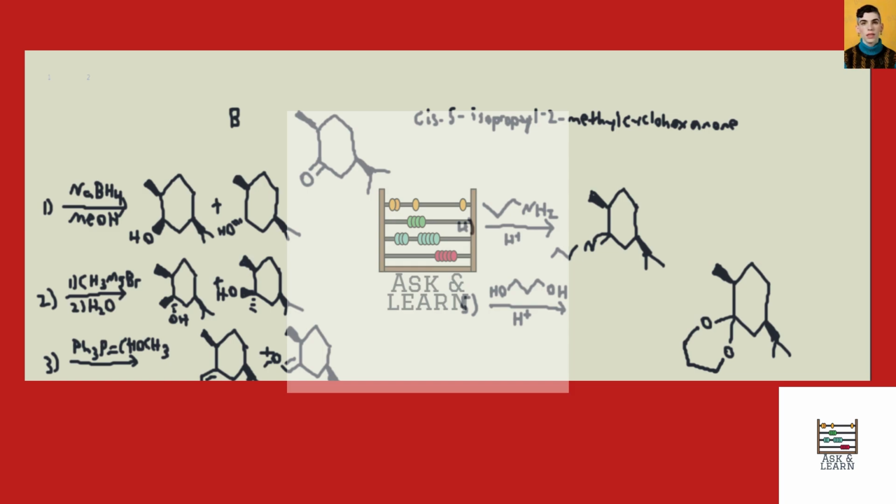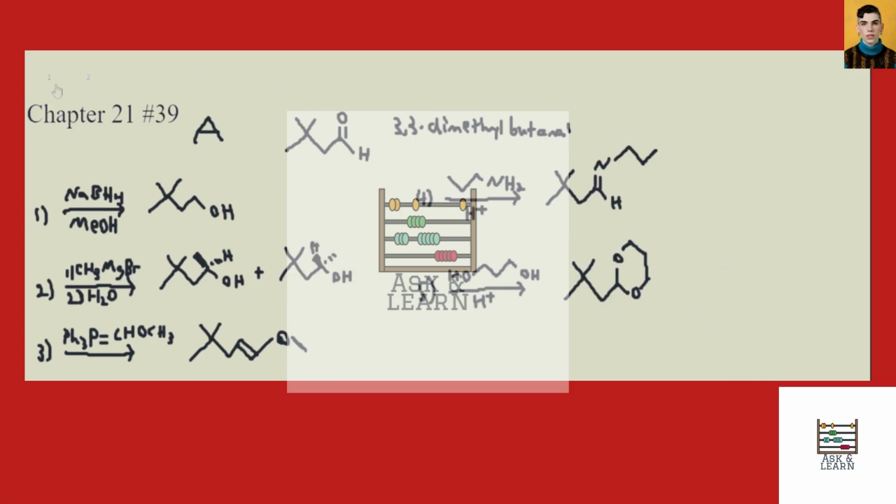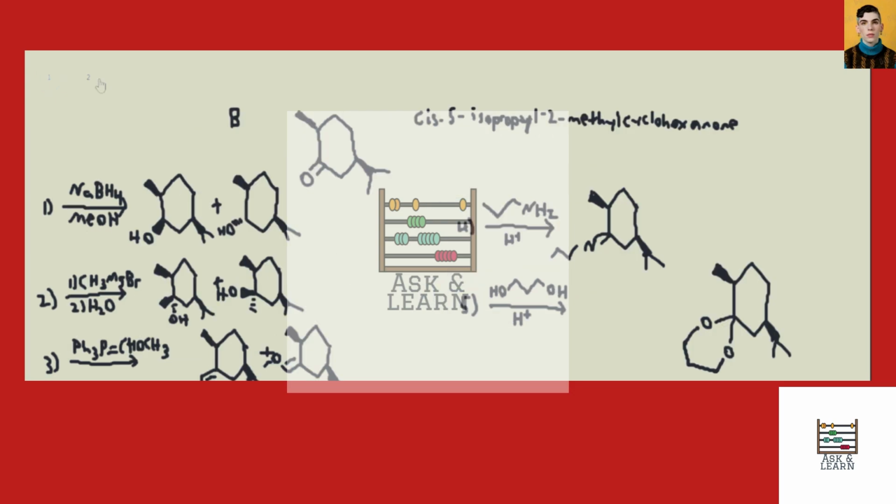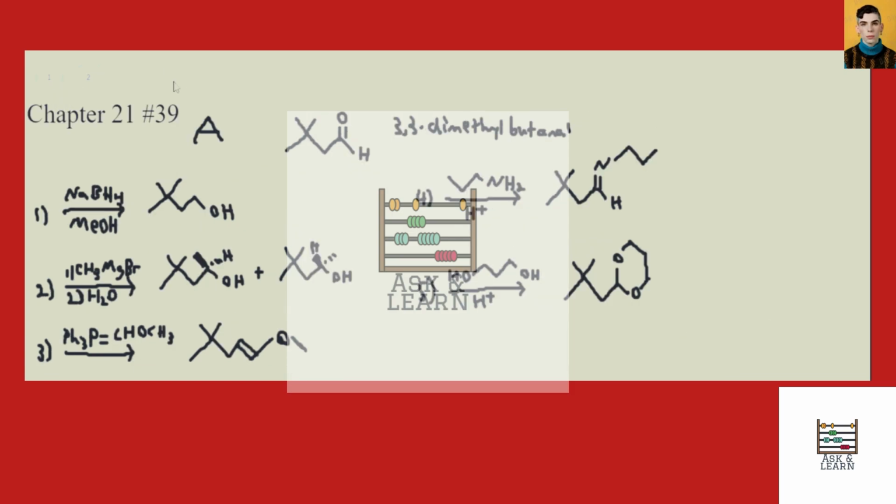It's kind of a lot. Again, the names of the two starting materials are written next to them at the top of each page, and then the products of each reaction. And for B, since we have stereochemistry in our starting material, we need to account for the different diastereomers that we can get from many of these reactions. And that's the answer to chapter 21, problem number 39.